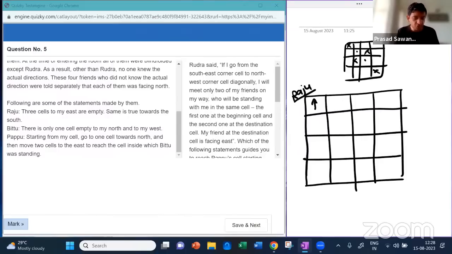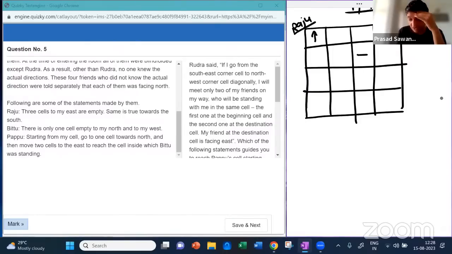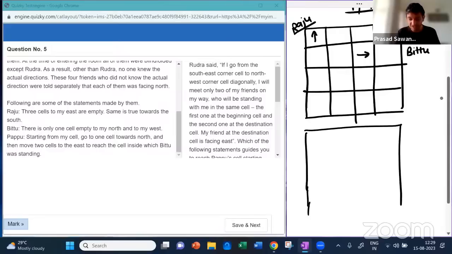Next one, what are they saying? Bittu we have figured out. 1 cell empty to my north and 1 to my west. Oh, I'll have to draw 3 things. Okay. Let's see. So here Bittu has 1 cell to his north and 1 to his west. West is left. Okay, so this will be it. So this could be Bittu. This one. Okay, so 1 cell to his north and 1 cell to his west, 2 to the east, 2 to the south. Fair enough. 3 cases will be made of this, right? Okay.